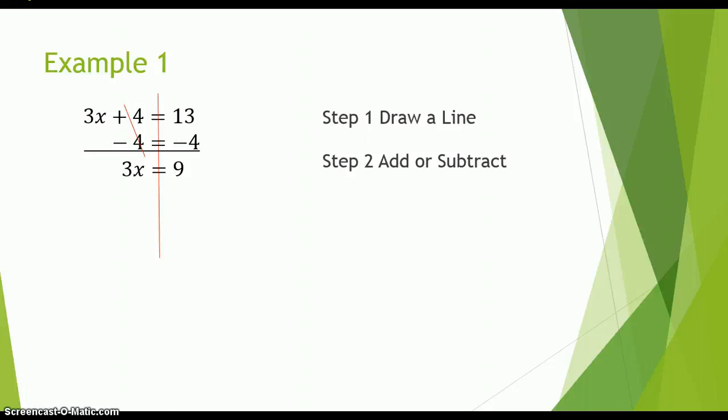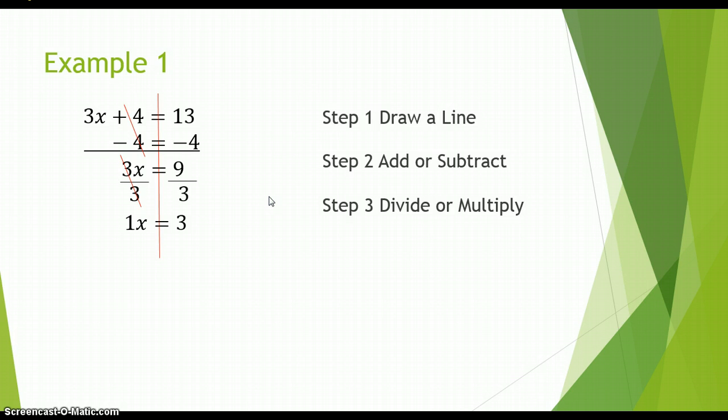Step number 3, I'm either going to divide or multiply. Looking at my problem, right now I am multiplying my x by 3. So the opposite of multiplying by 3 is to divide by 3. So I'm going to divide both sides of my equation by 3. And when I do that, I end up with 1x equals 3, because 3 divided by 3 simplifies down to 1. So on my left I have 1x equals, and 9 divided by 3 is 3.